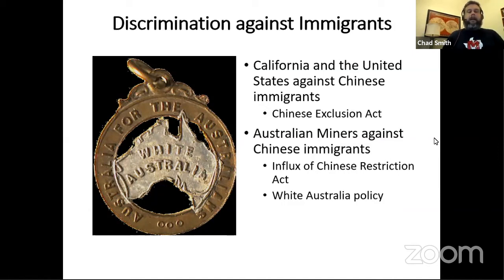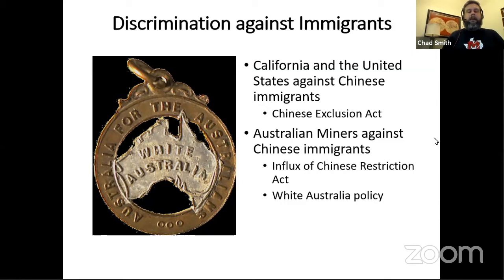The California Constitution, when it was written, actually stated that Chinese people could not earn citizenship unless they could be proven white. And the United States government eventually passed the Chinese Exclusion Act to limit the number of Chinese people who could immigrate to the United States.